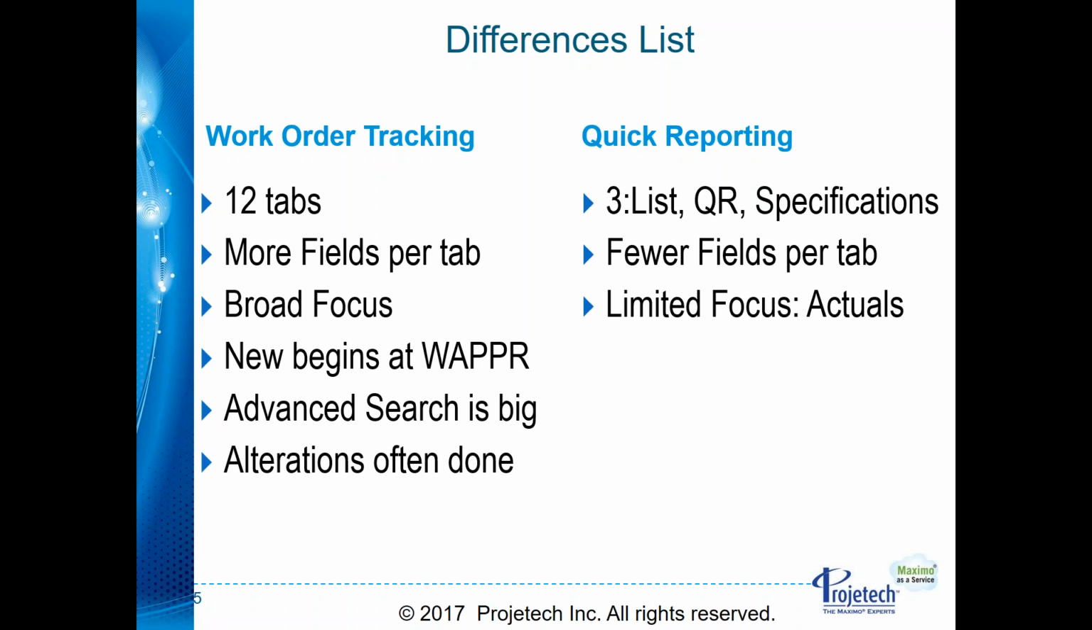New work orders created in quick reporting begin in progress status. Work order tracking begins them typically in waiting approval status, unless, of course, you made an alteration to that. So when a work order is built in progress status, it's immediately available for reporting results. Now, it does mean that the work order approval process, if you have one in place, gets bypassed.